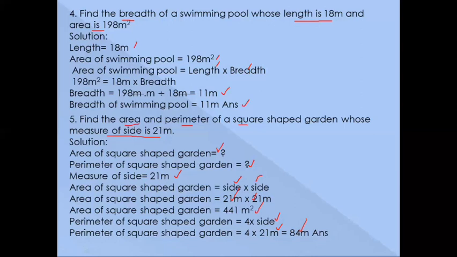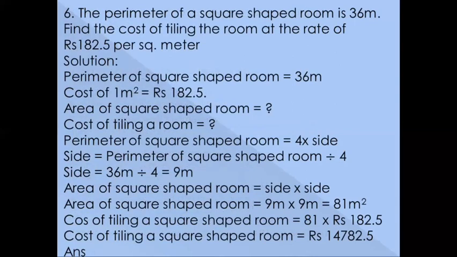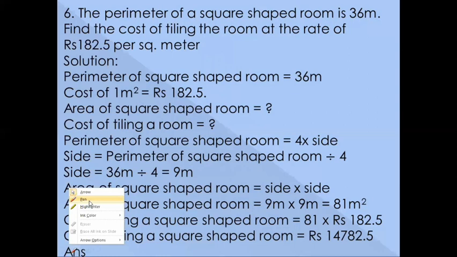These sums 4 and 5 are also like the ones we have done in the previous questions. Now let us start question number 6. Here we are told the perimeter of the square shaped room is 36 meter. Okay, the perimeter is given. The shape that we are discussing here is the square.